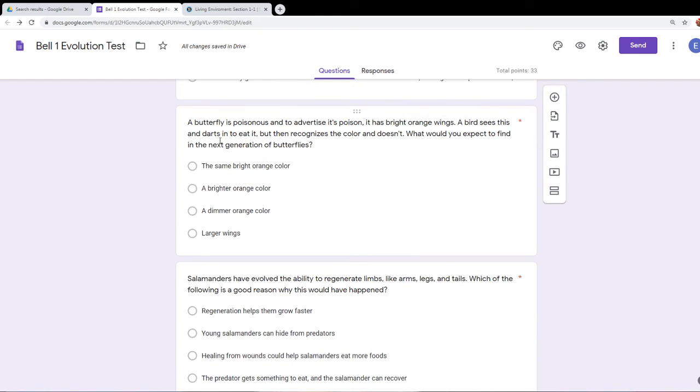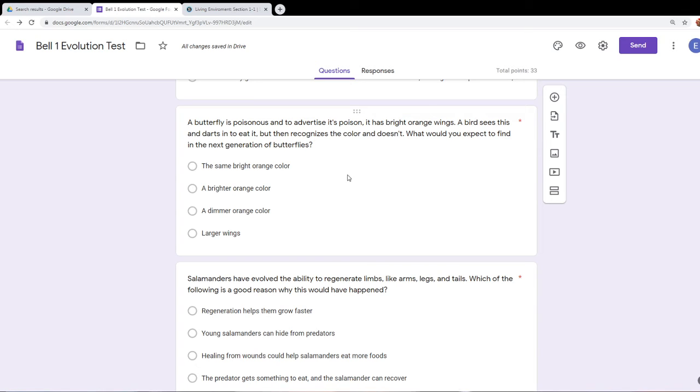Next, a butterfly is poisonous, and to advertise this poison, it has bright orange wings. A bird sees this and darts in to eat it, but then recognizes that color, goes, oh crap, that's orange, I know what orange does, and it doesn't eat it. What would you expect in the next generation of butterflies? So, in the next generation of butterflies, would you expect the same bright orange color, a brighter orange color, a dimmer orange color, or larger wings?